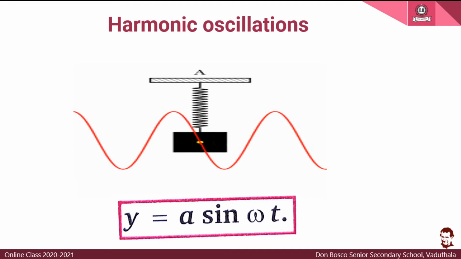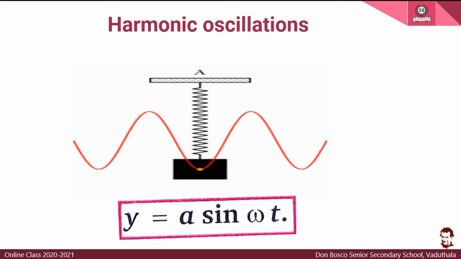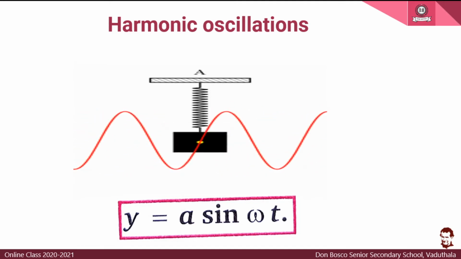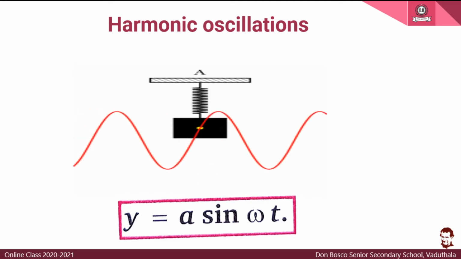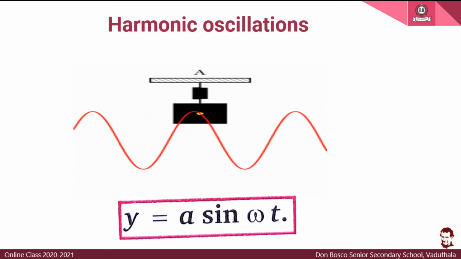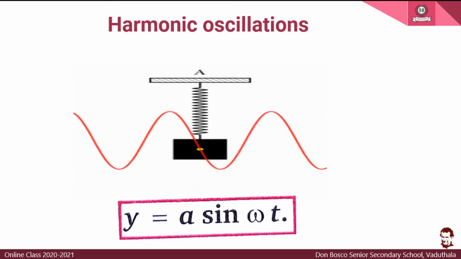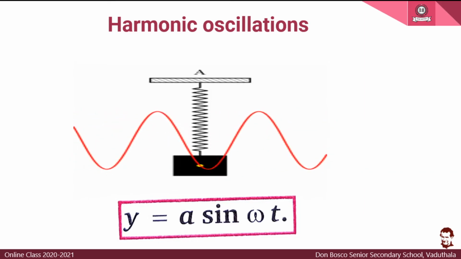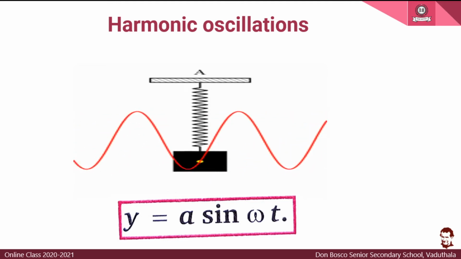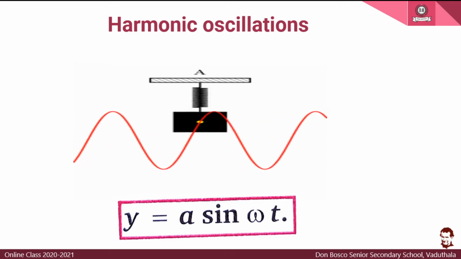Sine 0 means 0, right? Then sine 90 means 1, okay? After sine 90 comes sine 180, which means again 0. Sine 270 means minus 1. Likewise, the value varies, and that we can show pictorially using this sort of wave. So, this type of wave is called a sine wave.